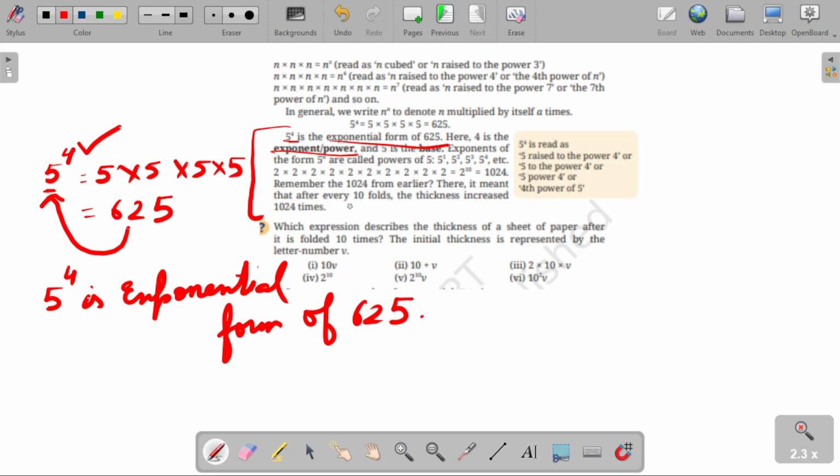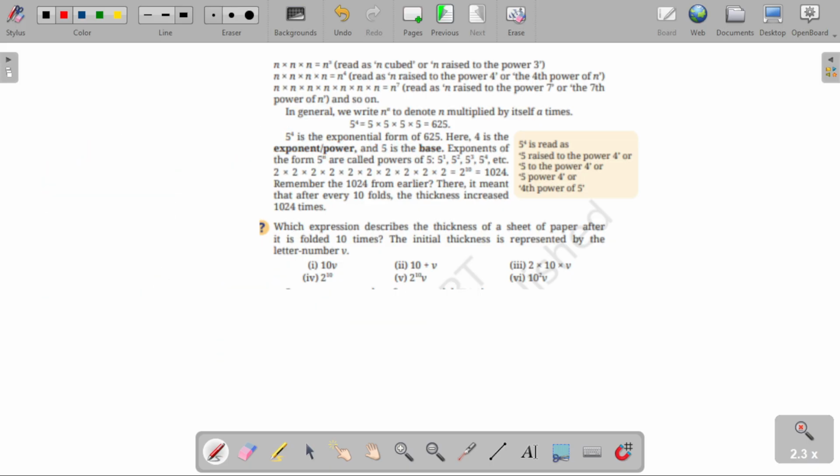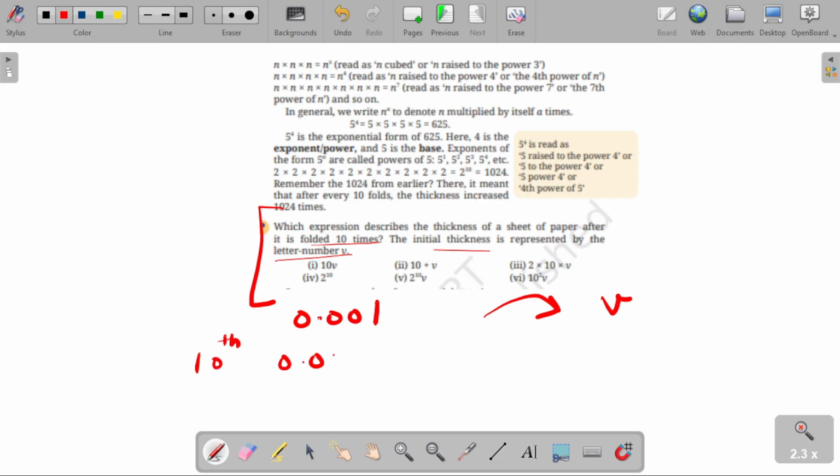Now I'm leading you to the last in-text question, which is: which expression describes the thickness of a sheet of paper after folding 10 times, where the thickness is represented by the letter V. Now see, the thickness of paper 0.001 was given. Now in this example it is given as V. When I need to find the 10th fold, then we will multiply 0.001 into 2 raised to power 10. Here we will multiply V with 2 raised to power 10. Can you find the relevant answer here? This is here.